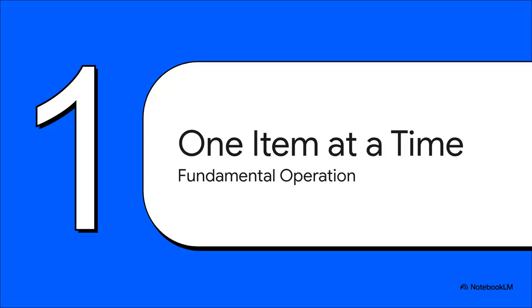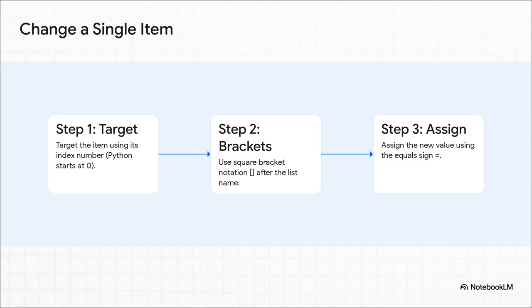All right, first things first, let's start with the most basic, most fundamental operation you will ever perform on a list, changing one single item at a time. This is the building block for everything else we're going to do. It's really just a simple three-step dance. First, you have to target the item you want to change using its index.